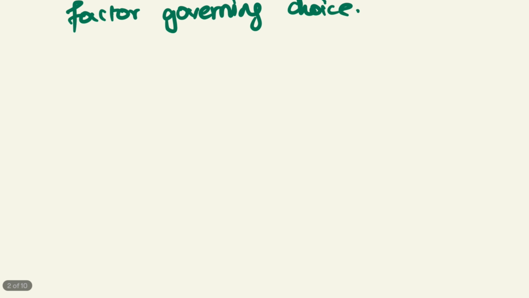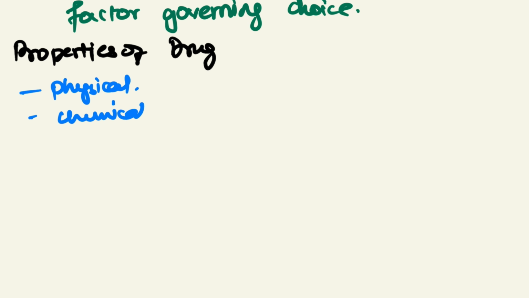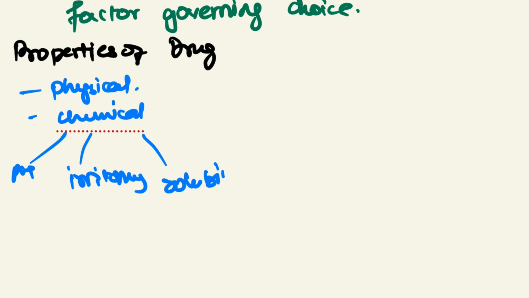Today's topic is routes of drug administration. In this topic, first we're going to learn about the factors governing the choice. What are the factors that govern the choice of route of administration of a drug? First of all, properties of the drug: physical and chemical properties. Chemical properties, we see pH, irritancy, and the stability and solubility of the drug. These are the chemical properties we see in a drug.